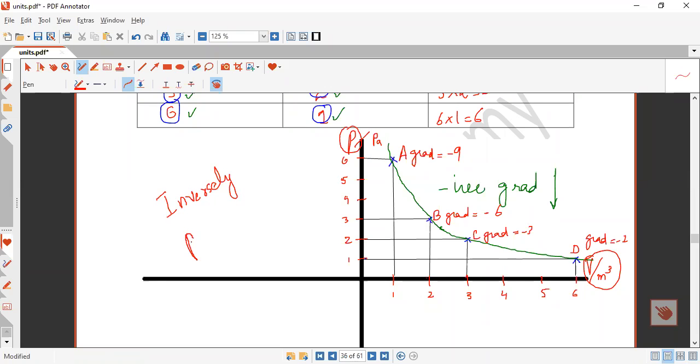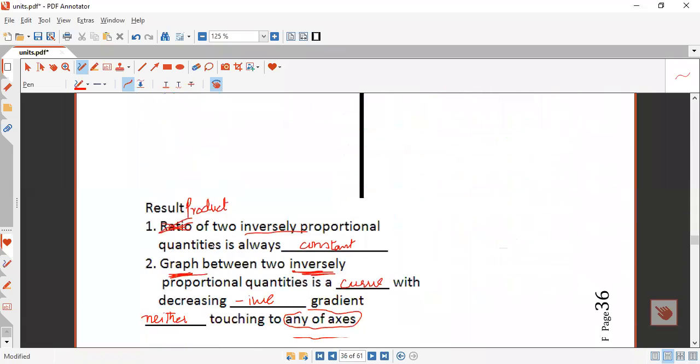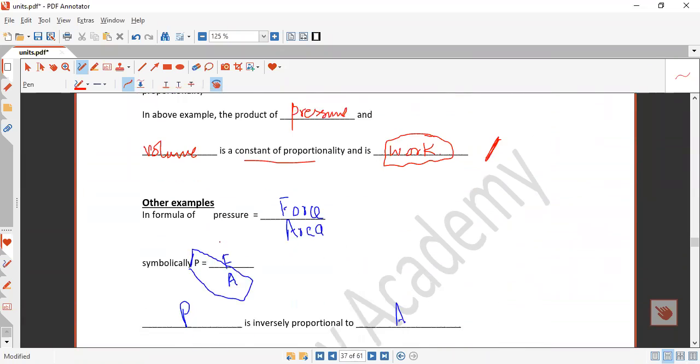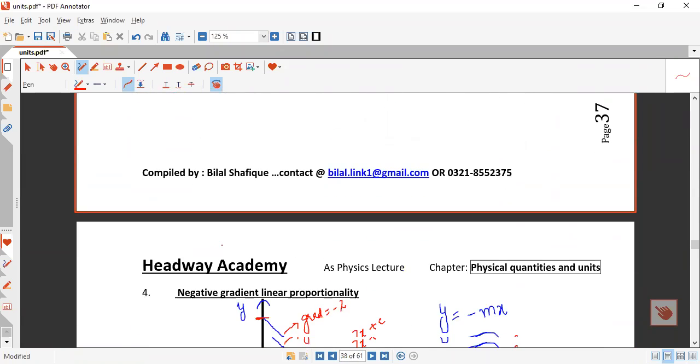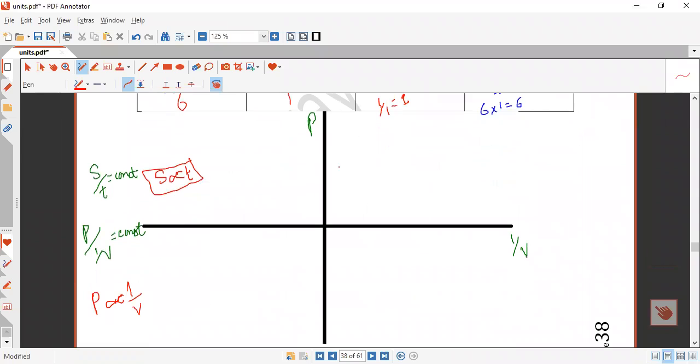P and V were inversely proportional, so what will P and 1 over V be? What will the inverse of inverse be? Directly proportional. So if the graph of P and V was like this, the graph between P and 1 over V is going to be like this, a straight line. So they are directly proportional.